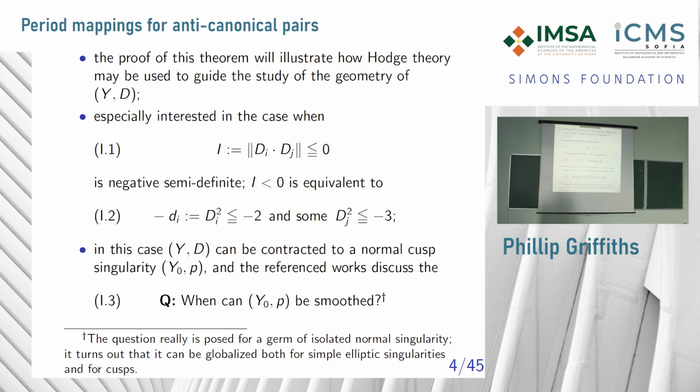Okay. So we're especially interested in the case where the intersection matrix of the cycle, the components of an anti-canonical cycle, is negative semi-definite. The case where it's negative definite means that you can contract that cycle to a singular point on an algebraic surface. And given the singularity of that type, a classical question is, can you smooth it? Can you put it in a one-parameter family where everything is smooth except over 0, you have a singular surface?